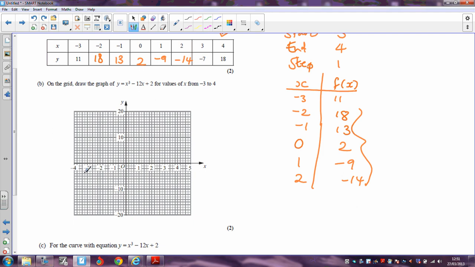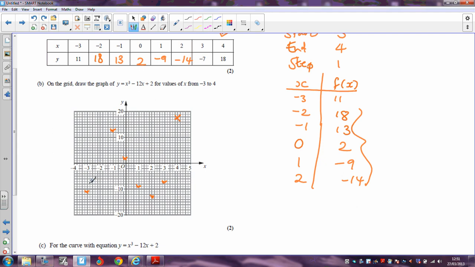So I'm going to plot minus 3, 11, which is here. Minus 1, 13. Make sure that you do positive 13. So minus 1, 13, which is going to be here. 0, 2, which is here. 1, minus 9, which is going to be here. 2, minus 14, which goes to there. And then 3, minus 7, which is going to be here. And then 4, 18, which is up here somewhere.